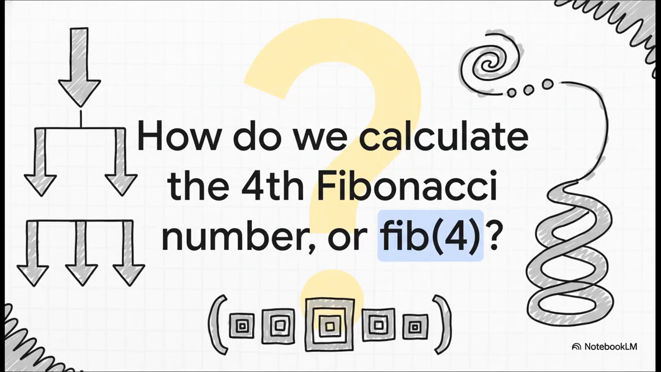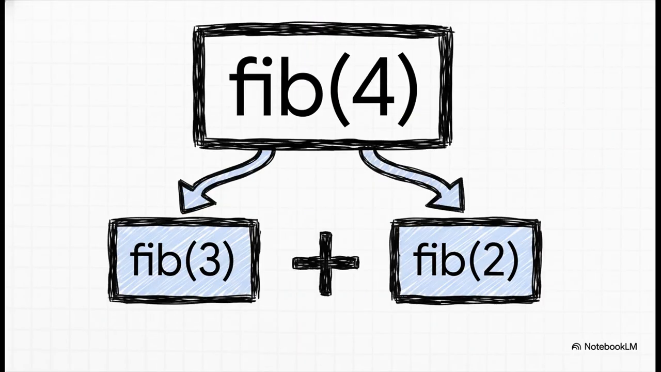Okay, so let's get our hands dirty. How would a function actually figure out the fourth Fibonacci number? We'll call it fib4. Let's trace exactly what happens. So to get fib of 4, our function knows the rule. It needs to add fib of 3 and fib of 2. But wait a second, it doesn't know what those are yet. So what does it do? It calls itself twice. Once for fib of 3 and once for fib of 2.